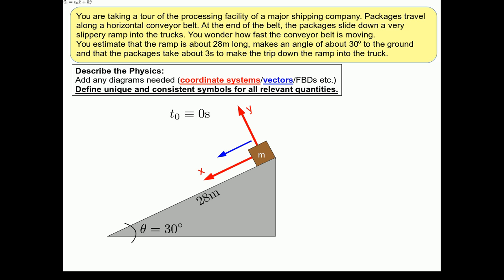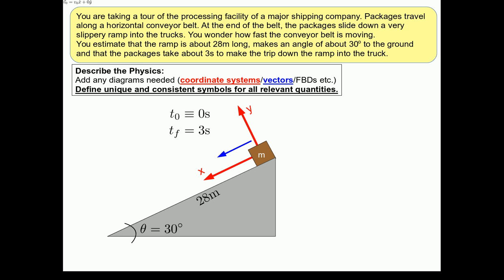The next thing we know is something about the time. So I'm going to define the initial time of the box at the top of the ramp to be 0 seconds. I can pick anything I want. I'm just going to pick that the box is at the top of the ramp at t equals 0. That's what this 3-line symbol means. It means define. It means that's my choice. If that's my choice for the initial time, then the final time when the box is at the bottom of the ramp is 3 seconds, because we know it takes 3 seconds for the box to make the trip down the ramp.